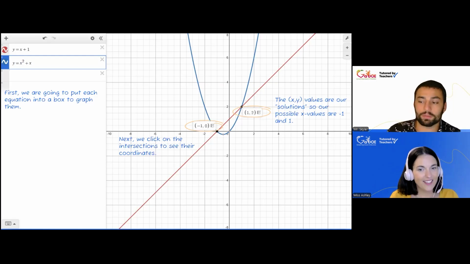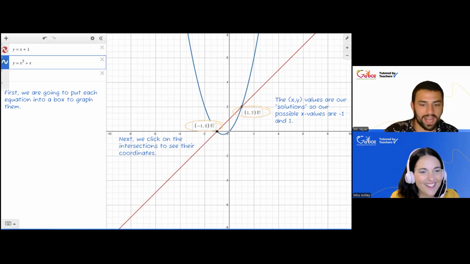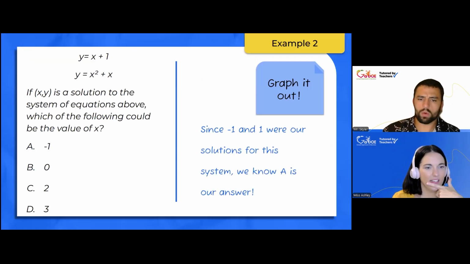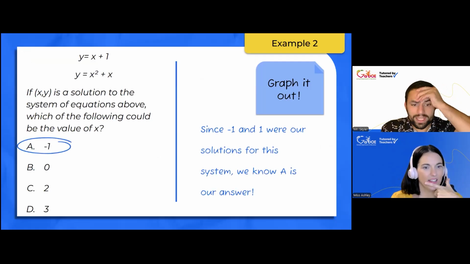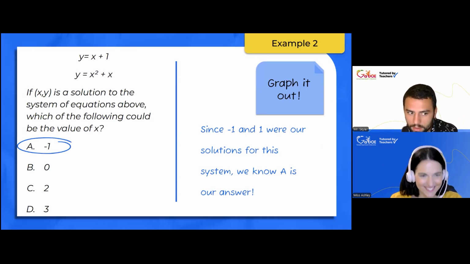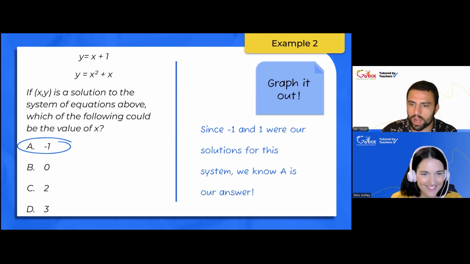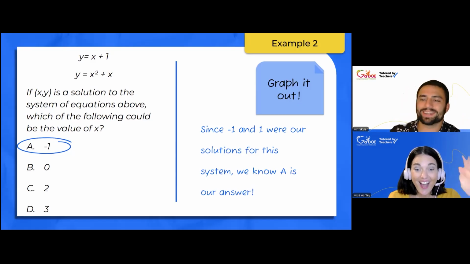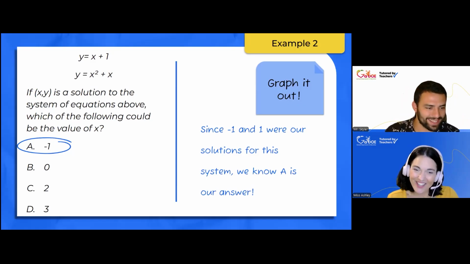So the possible x values, which is what the question asked, right? You guys can still see the poll, hopefully. And it says, which is the value of x? I got -1 and 1. -1 and 1 are our only solutions. We know that A is our answer because it's the only one on here from our solution set, right? 81% got the answer correct. Wow, you guys, good job.